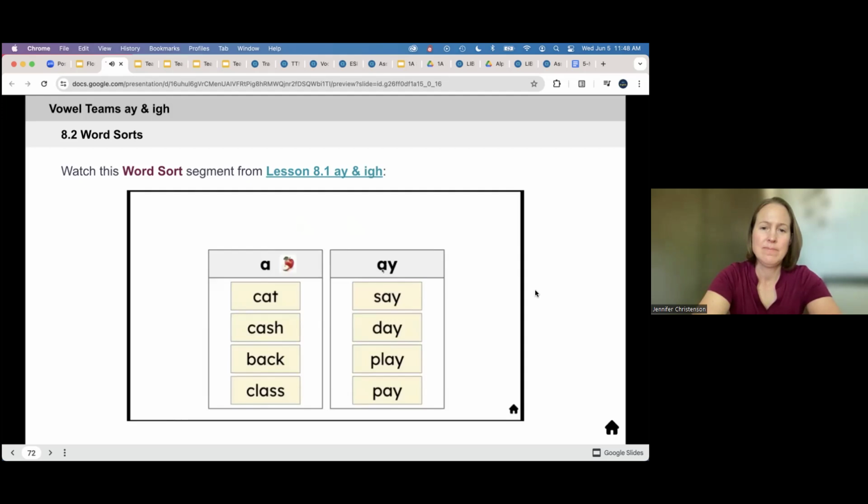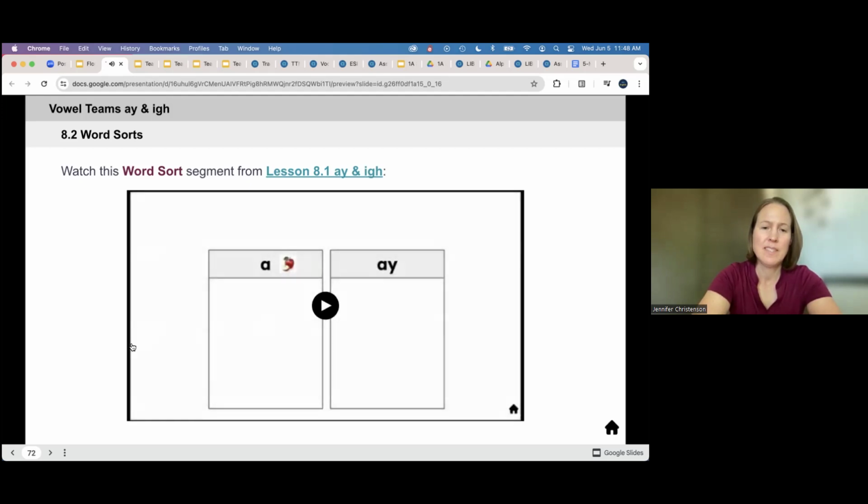Okay, so it's different. It's not a apple, it's different. A, together, the sound is A. Say, they, play, pay. Okay, great.